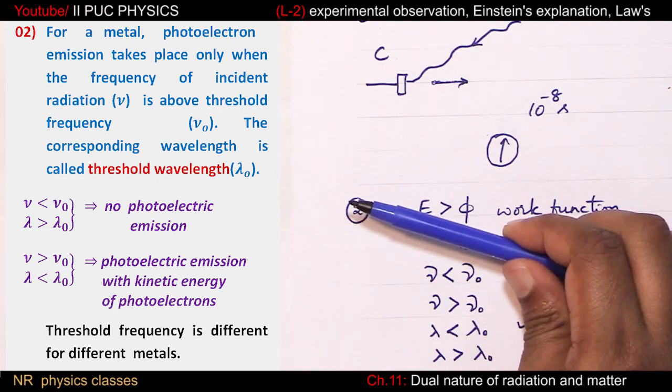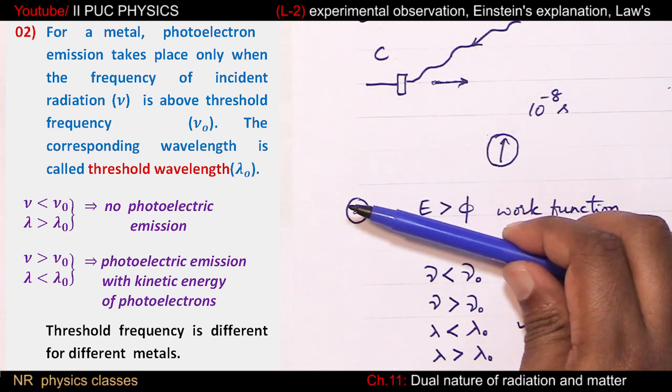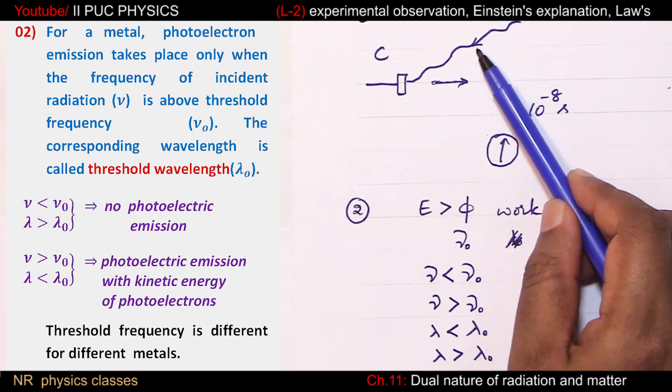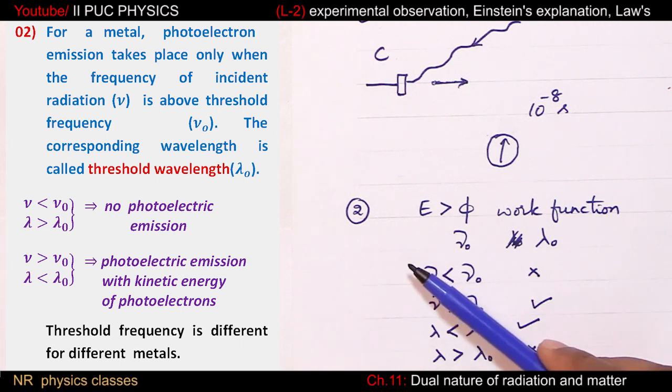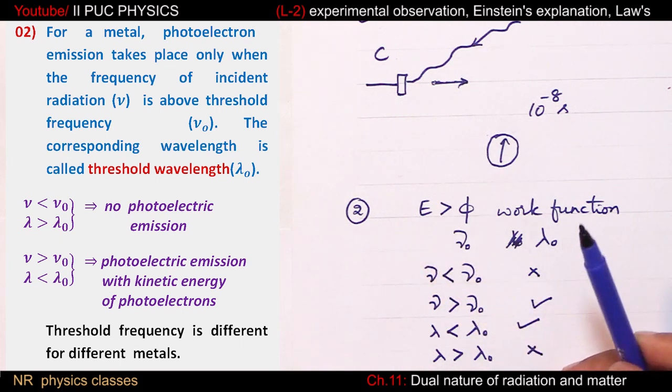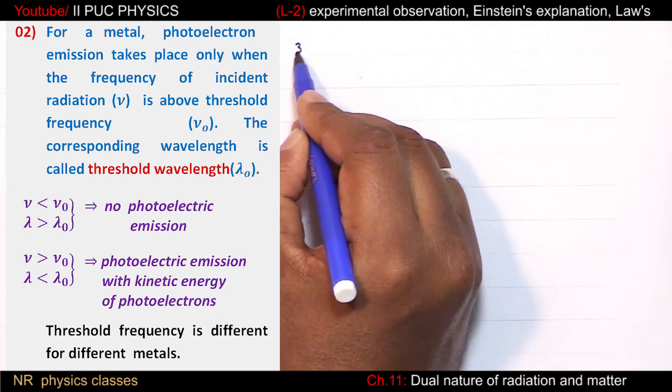Go through the second point once. For a metal, photoelectron emission takes place only when frequency of incident radiation is above threshold frequency, and the corresponding wavelength is called threshold wavelength. Frequency less than nu naught, no emission. Lambda greater than lambda naught, no emission. If frequency greater than nu naught, there is emission. Lambda less than lambda naught, there is emission. Threshold frequency is different for different metals. Third point.